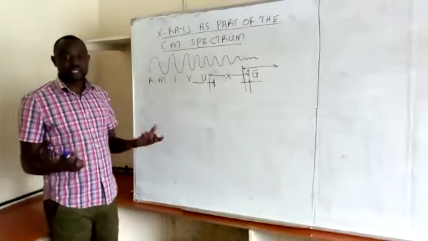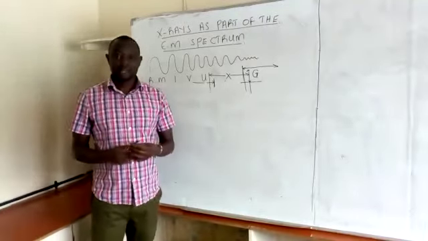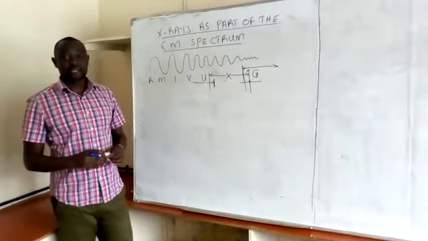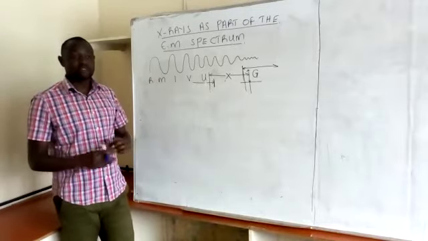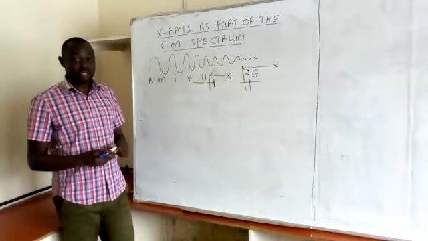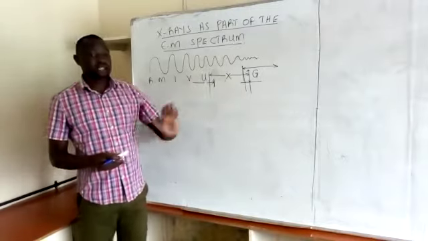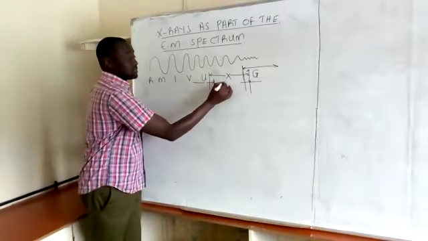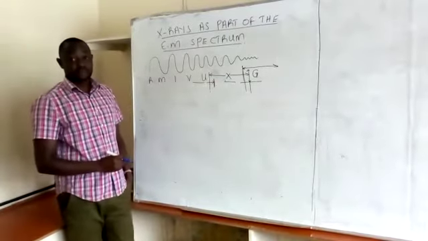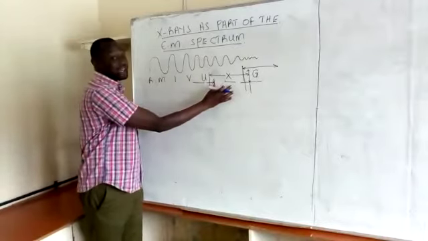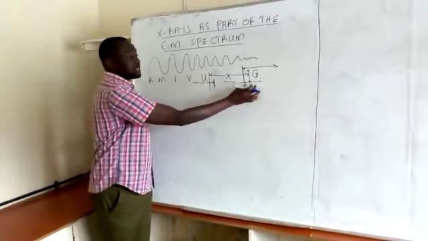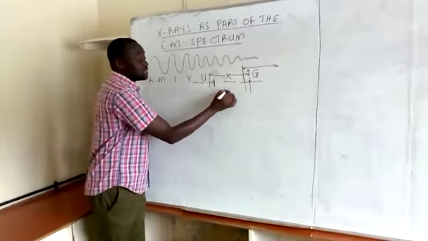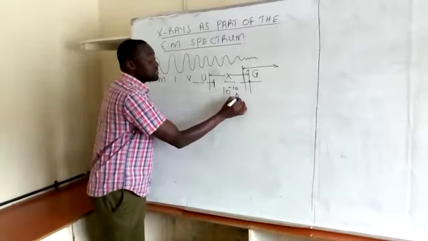Welcome back to yet another session on X-rays. In this part, we want to look at X-rays as part of the electromagnetic spectrum, that is the waves of the electromagnetic spectrum. Remember, so far we've looked at the 7 of them generally, and we know X-rays are in position 6. That is, they lie between ultraviolet and the gamma rays. They have a wavelength of 10 to power negative 10 meters.